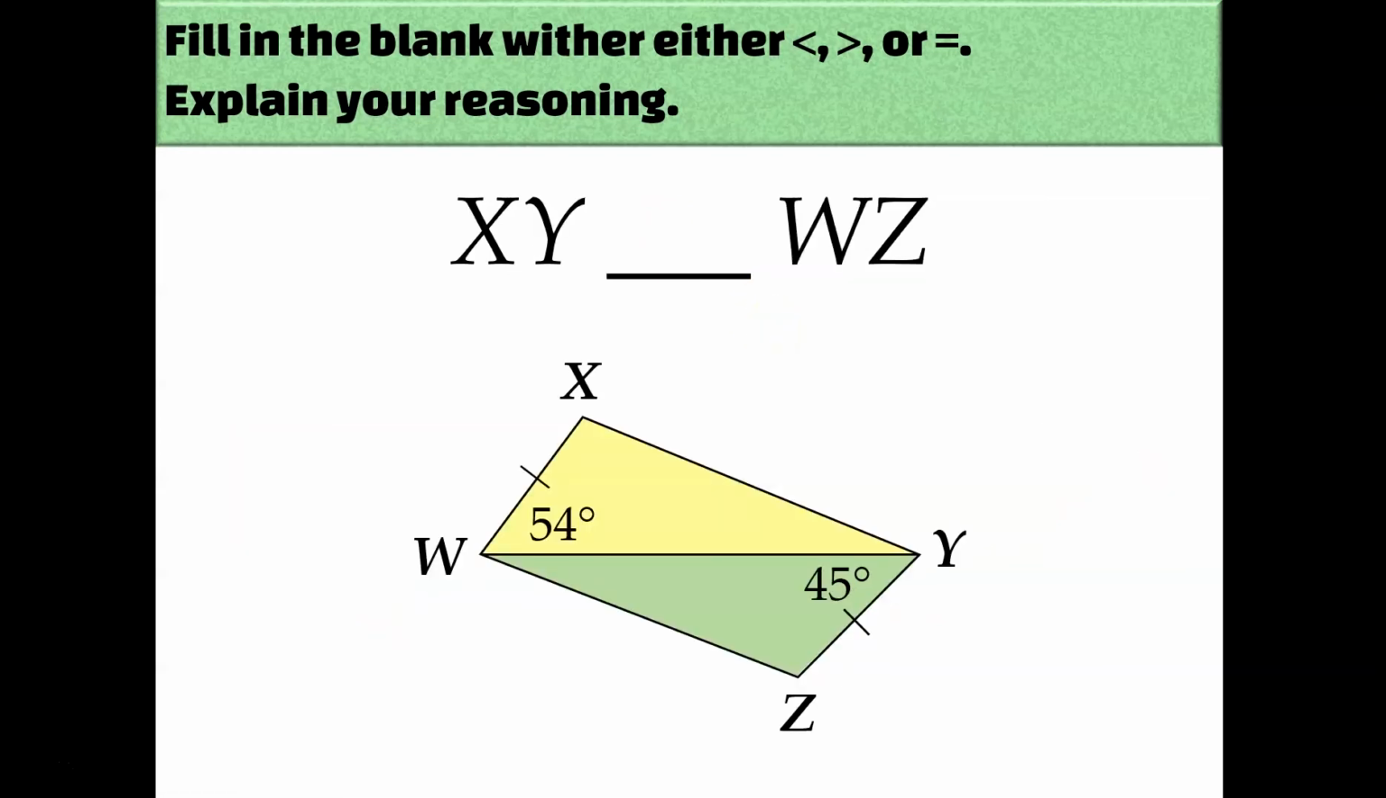Our next example only has one pair of sides labeled as congruent, so you might think that the Hinge Theorem doesn't apply. But notice that these two triangles share a side. They both have WY as one of their three side lengths. And we can conclude that WY is congruent to WY using the reflexive property of congruence. So we do indeed have two pairs of congruent sides. However, the included angle between those two congruent sides is not congruent. One of them is 54, the other one is 45. So since 54 is the larger of the two angles, and XY is the side that's across from that larger angle, we can conclude that XY is greater than WZ.